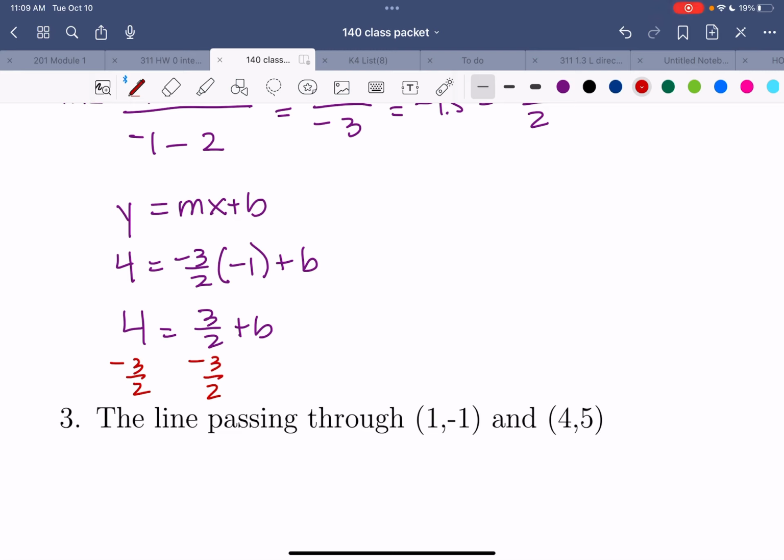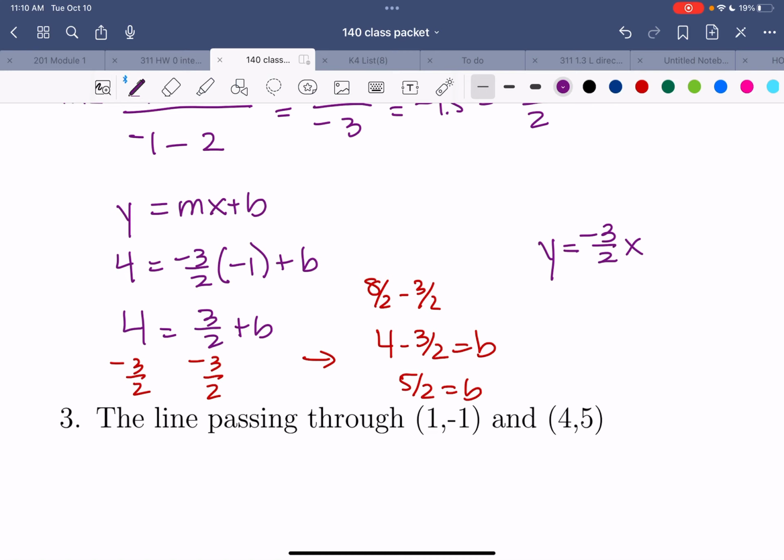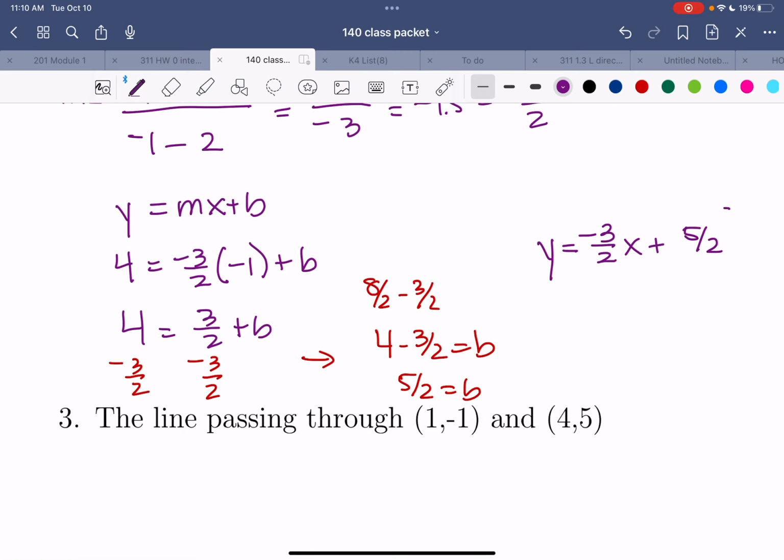I'm working with the fractions here and adding and subtracting, but if you wanted right here to clear out all your fractions and multiply everything by 2 and divide later, totally fine, you can do that. Maybe I'll try to show you that one in the next one that has fractions. In this case, we end up with 4 minus 3/2 equals our b, and 4 would be 8/2 minus 3/2. So this is 5/2 as our b. And when we put it all together, that's going to give us y equals our slope, -3/2 x, plus our b, which is 5/2.